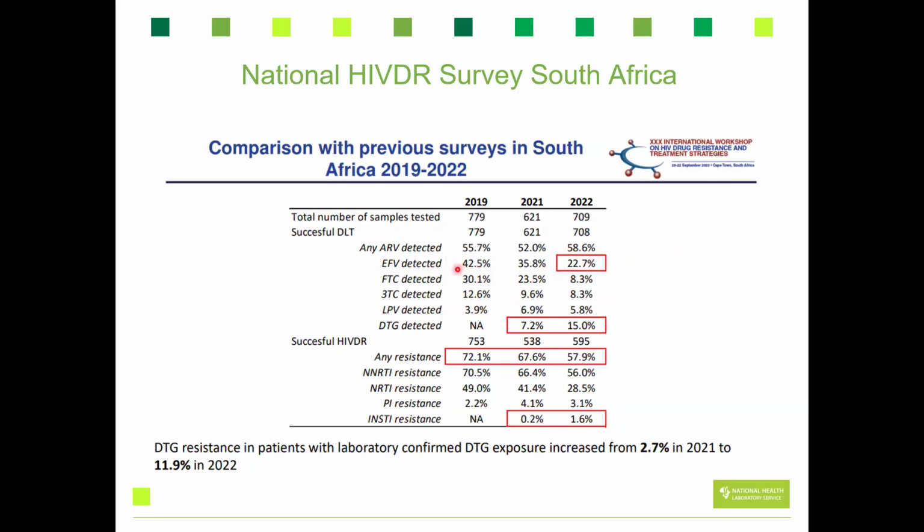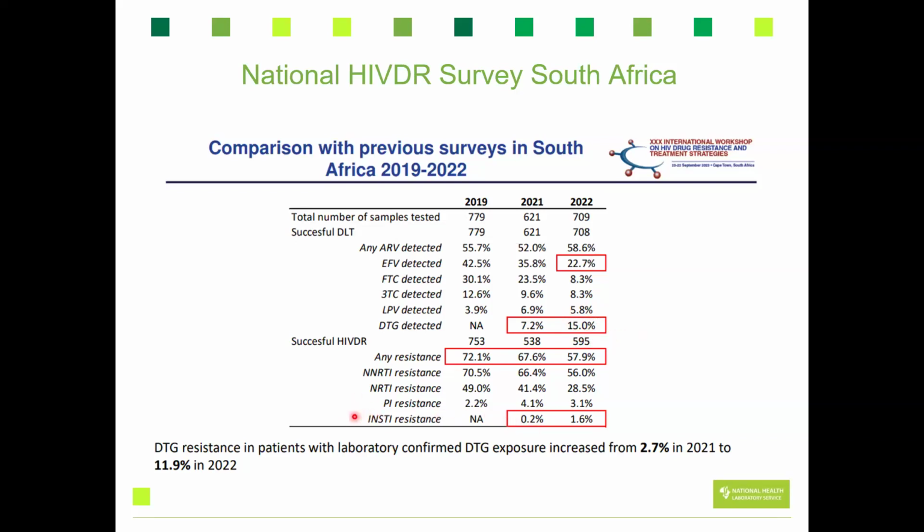If you look over the years, for those that we did have drug levels detected, you can see that the efavirenz levels are going down. So in line with the guidelines, fewer patients are on an efavirenz-based regimen, and DTG is going up, but it's still like I was expecting a much higher number. And for the 2023 survey, it hasn't gone up that much more from 15%, just slightly.